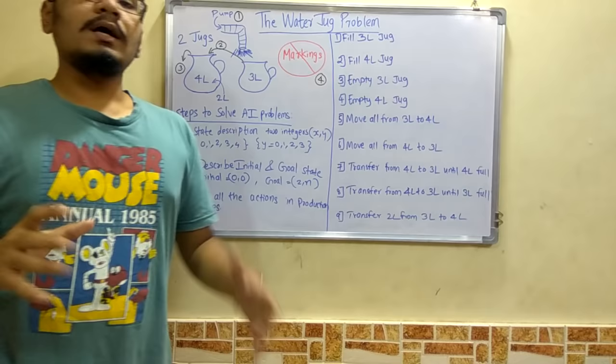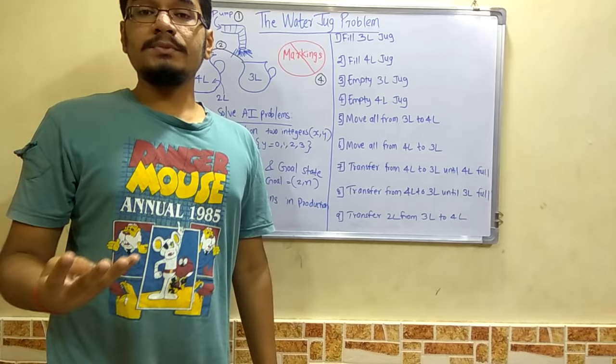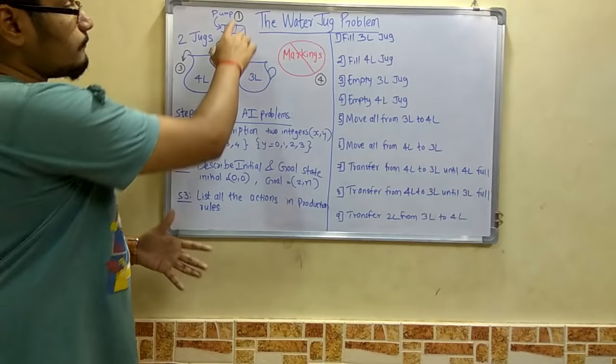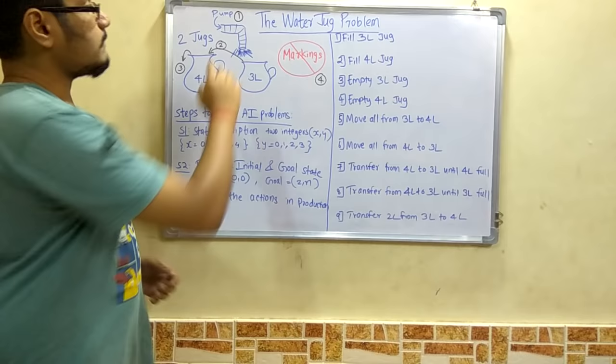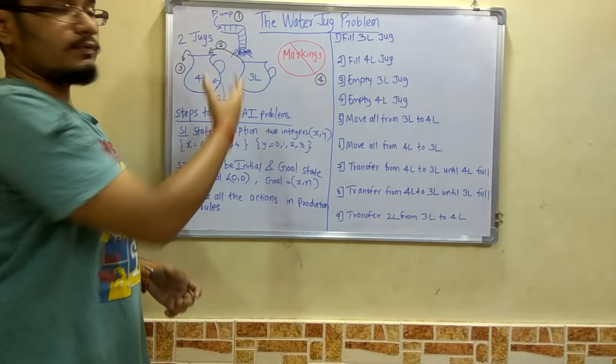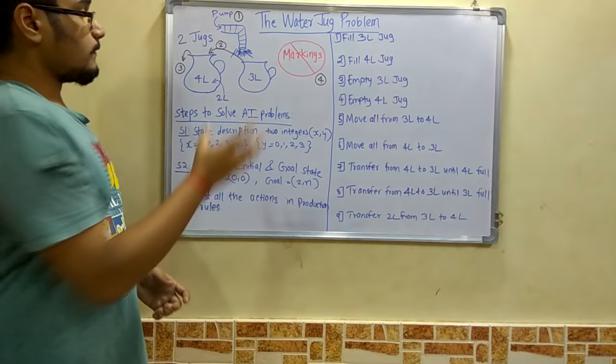To solve this problem, we have to consider certain assumptions. There are 4 assumptions that we consider while solving the water jug problem. Let us see them. I have marked them here as black circles. The first assumption is that there is a pump, and from that pump you can fill water into these jugs. The next assumption is that you can transfer water from this jug to this jug or vice versa.